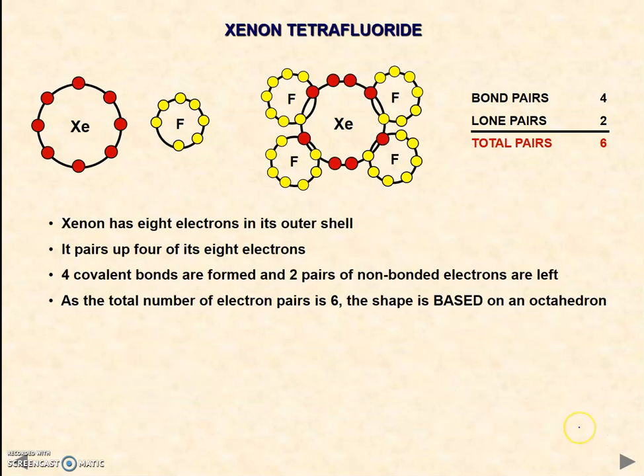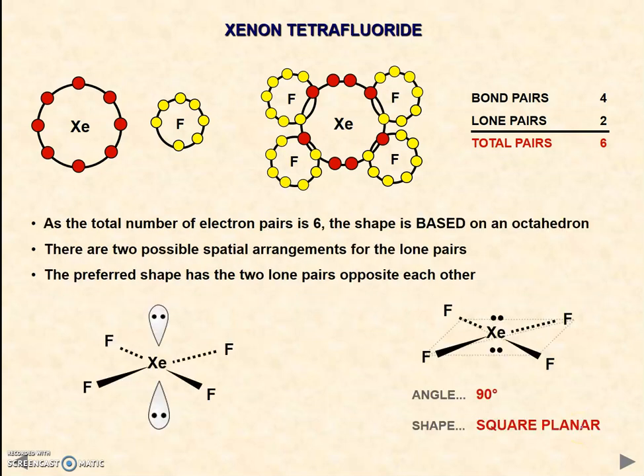Finally, if you've got a molecule with 4 bond pairs and 2 lone pairs, this is called square planar. The 2 lone pairs are axial, and here we've got a 90-degree bond angle.